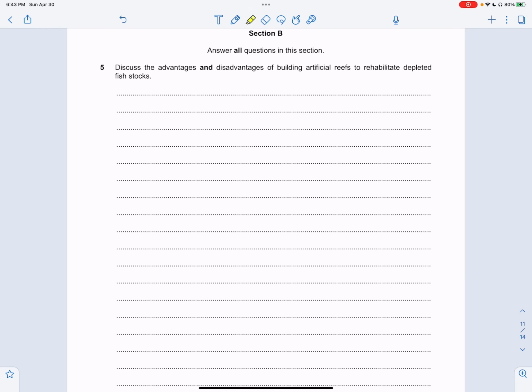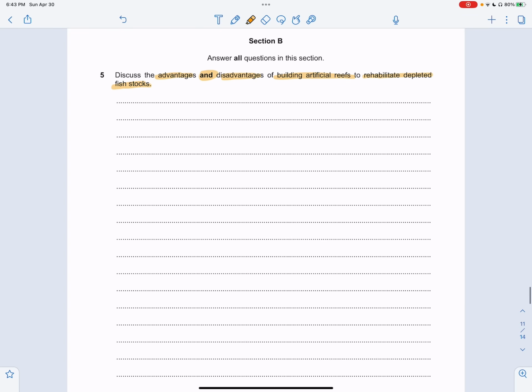Okay, we've seen a lot of these now, more so for the aquaculture questions, but talk about the advantages and disadvantages of building artificial reefs to rehabilitate depleted fish stocks. So what are the pros and what are the cons to using artificial reefs for this? Okay, should be a big one.